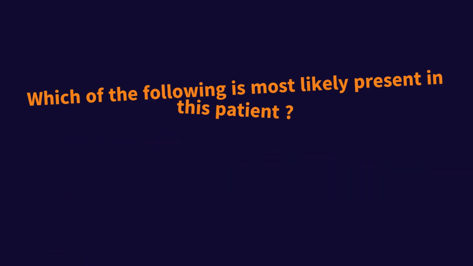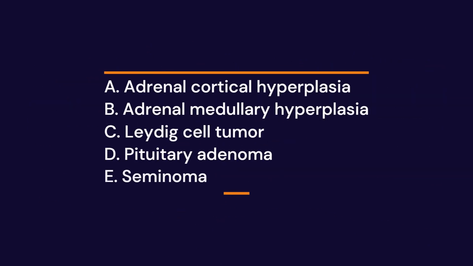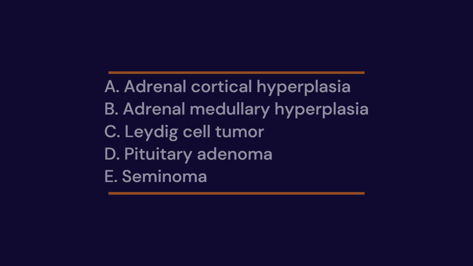The question is, which of the following is most likely present in this patient? Your options are A. Adrenal cortical hyperplasia. B. Adrenal medullary hyperplasia. C. Leydig cell tumor. D. Pituitary adenoma. E. Seminoma. You have 15 seconds to type your answer in the comment box.